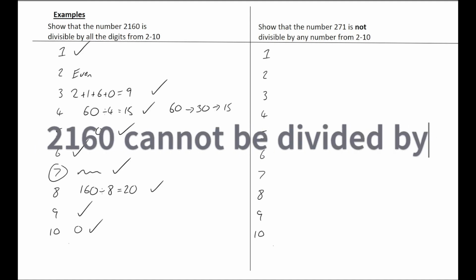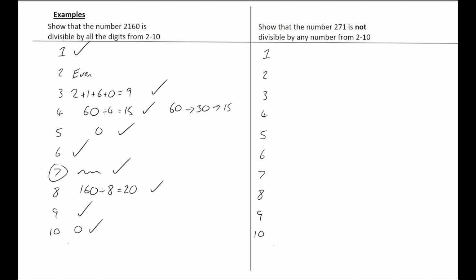Okay, let's move over to the right side now, where we've got the number 271. This number is not going to be divisible by any of the following. So let's see why. I mean, 1, it can actually be divided by 1, as every number can. But 2, it cannot. Why? It's an odd number. Now, because it's an odd number, that immediately means it can't be divided by any of these other even numbers. So that's always a really good one to check. If it's an odd number, immediately you know it can't be divided by an even number.